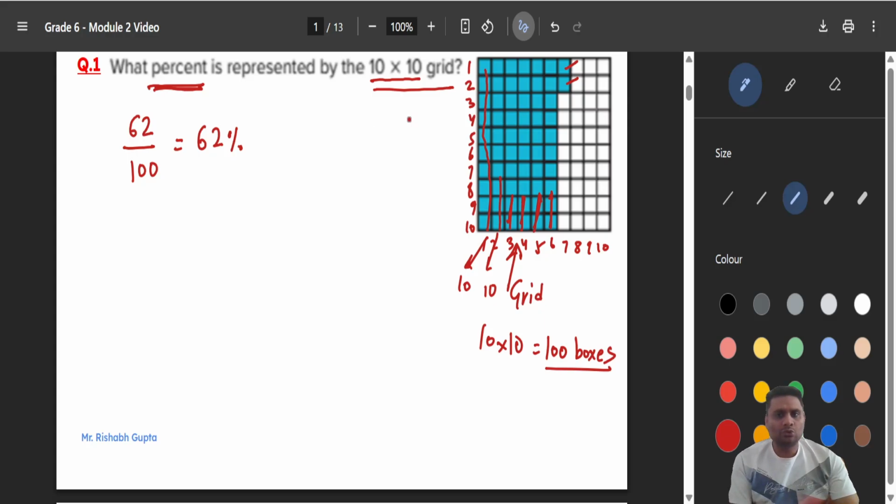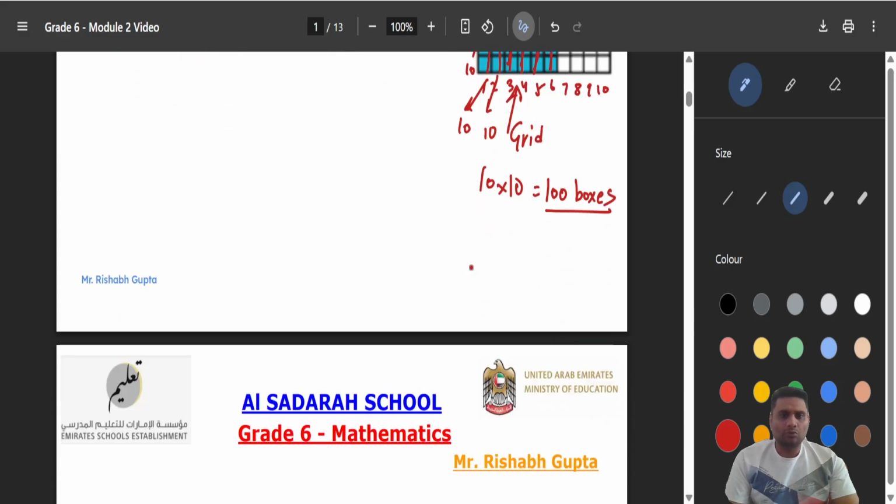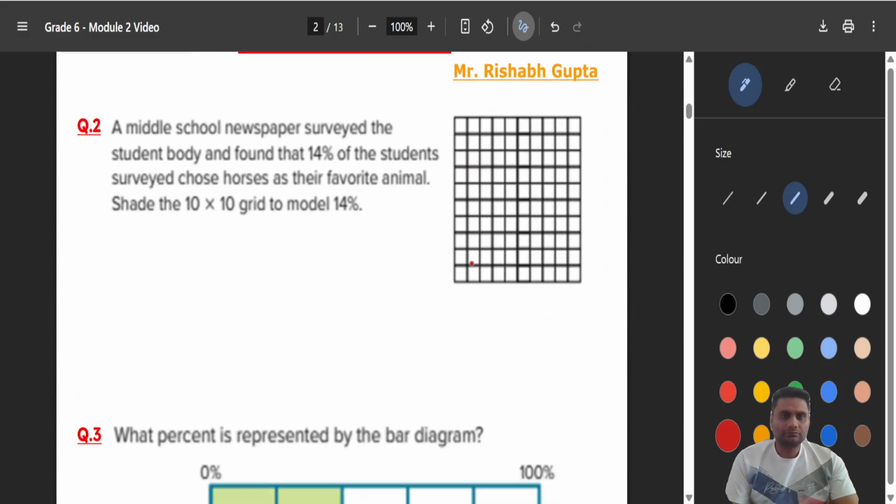So what are we going to do? We are going to count the number of boxes that are colored with the blue color, and we will divide it by the total number of boxes. Total boxes are 100, blue color boxes are 62. So 62 divided by 100. Now divide 100, Taksim 100 means percentage. So we can write it as 62% answer. These are very easy questions. I hope you understood. Let us move to the next type of question now.